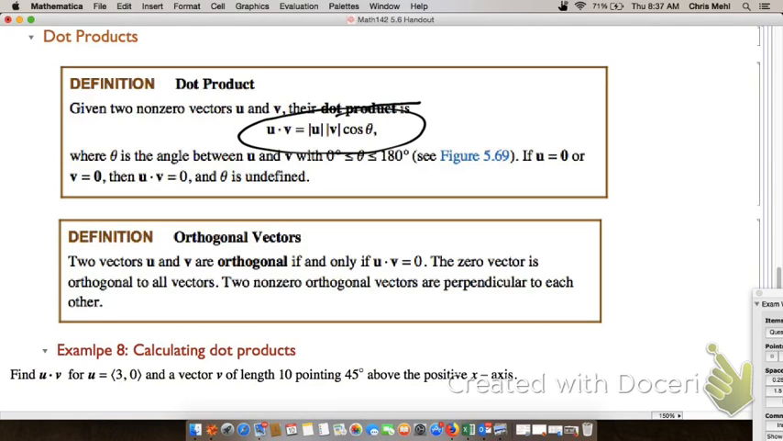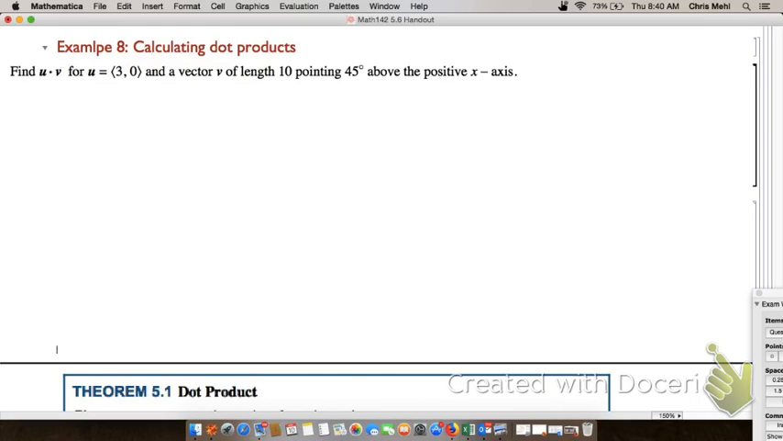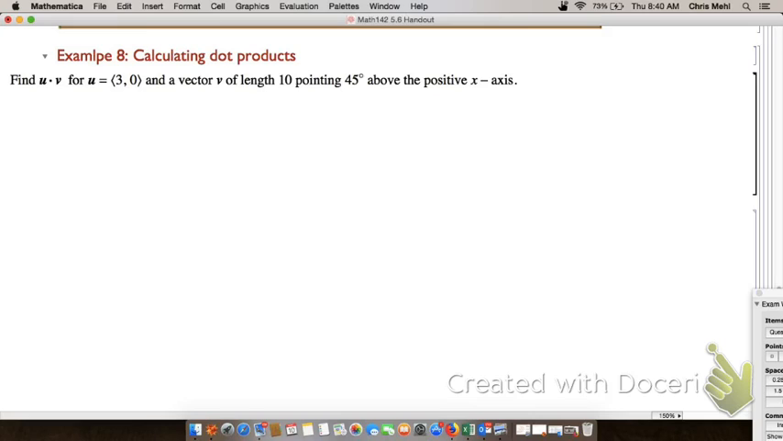So let's do an example. So now we're going to find a dot product if u is equal to a vector with components 3, 0, and then we're going to dot that with a vector v that has length 10 and points 45 degrees above the positive x-axis. So pictorially, what we have in this setup, here's the xy plane.